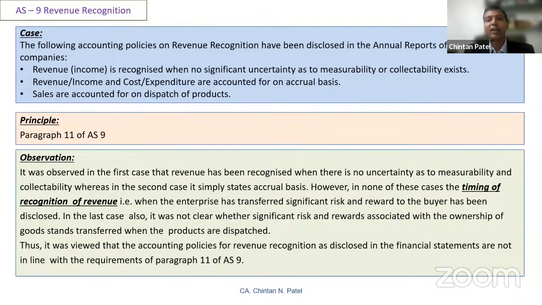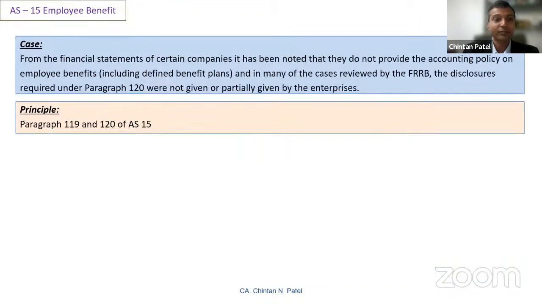The first case mentioned that no significant uncertainty is there, but there's no mention of risk and reward transfer. Both these conditions are fully required. That's why the accounting policy should adequately talk about both these points: about the significant risk and reward transfer, and second, a very important thing, the uncertainty on collection. Both need to be mentioned appropriately in the accounting policy.